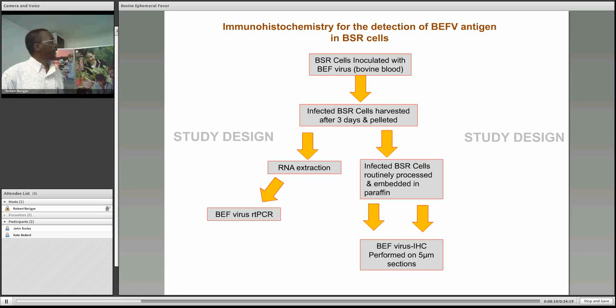Here is a schematic that explains it all. You grow the virus in these cells. They are hamster-killing cells. Around day 3, you harvest these cells before the virus starts splitting these cells and rupturing them. You harvest the cells, spin them down, and have a small sediment of cells. You use a bit of that to test with PCR and make sure that the virus is there. And then the remainder, you embed in paraffin. And now you have improvised a tissue that is positive with the virus. Then you can use it to look for the virus in bovine tissues.